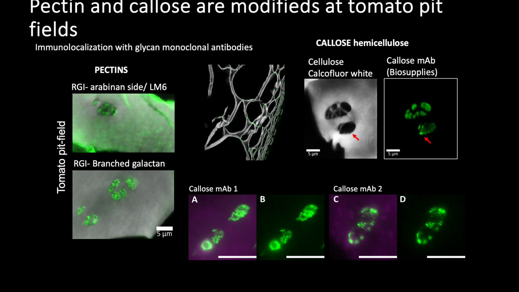And callose is also accumulating in different patterns depending on the type of pit fields and depending on the antibody that detects this polysaccharide.